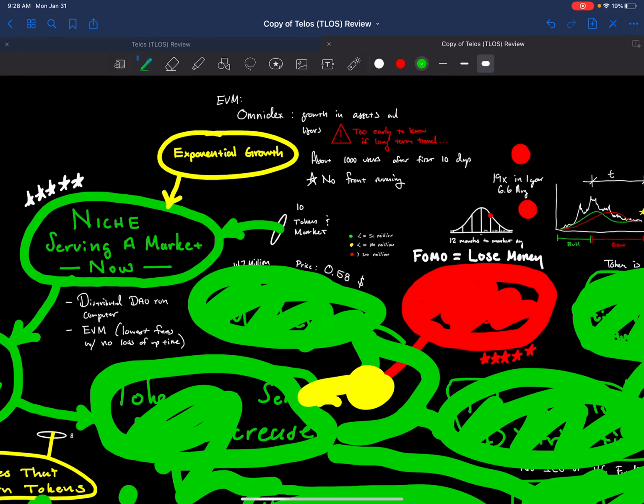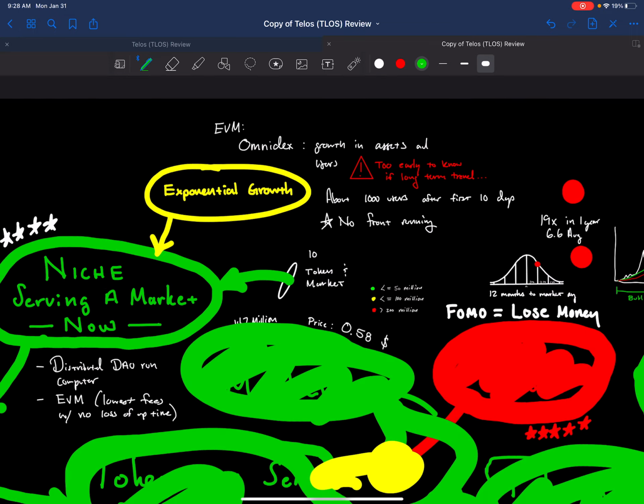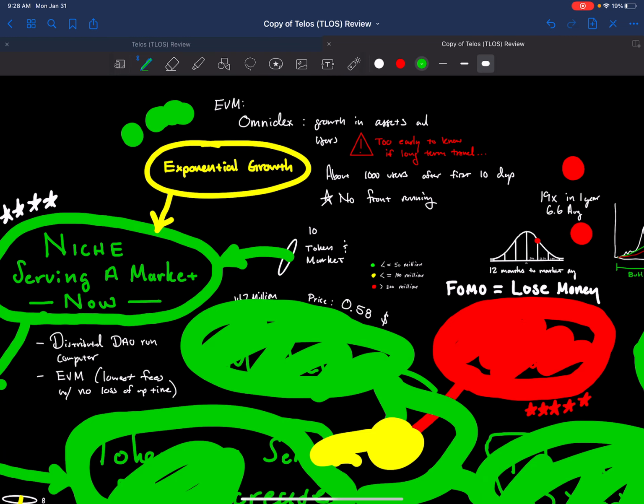All right. So now, as far as serving a current niche, it is having exponential growth, but it's too early to tell. That's why I left it as yellow. OmniDex's growth in assets is exponential, but it's only been live for 10 days. It is growing extremely fast, so we'll see if that continues. That's the only thing I'll say with that.